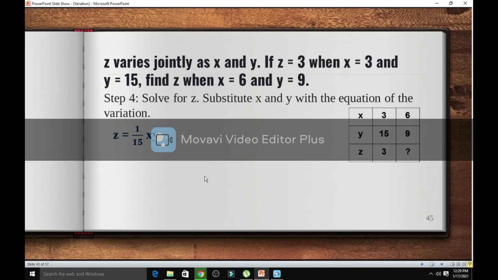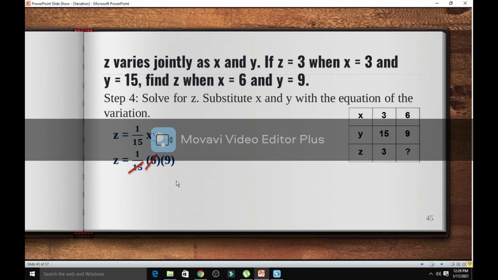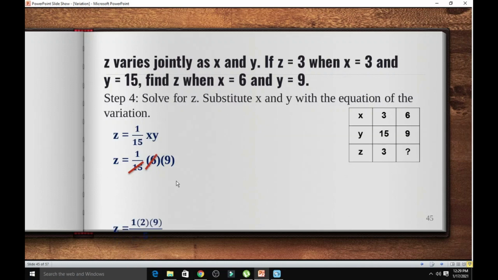So, that will become z is equal to 1 over 15. The value of x is 6. So, that is 6 multiplied by y. That is 9. So, 1 over 15 times 6 times 9. So, we can simplify. How are we going to simplify? We can cancel out 15 and 6 because both are divisible by 3. When 15 is divided by 3, the answer is 5. When 6 is divided by 3, the answer is 2. So, that will become 1 times 2 times 9.